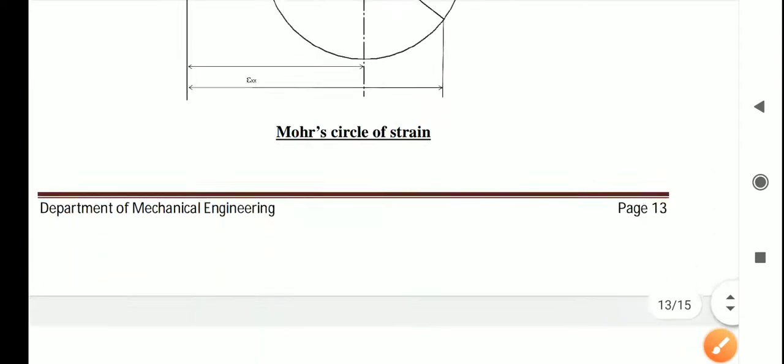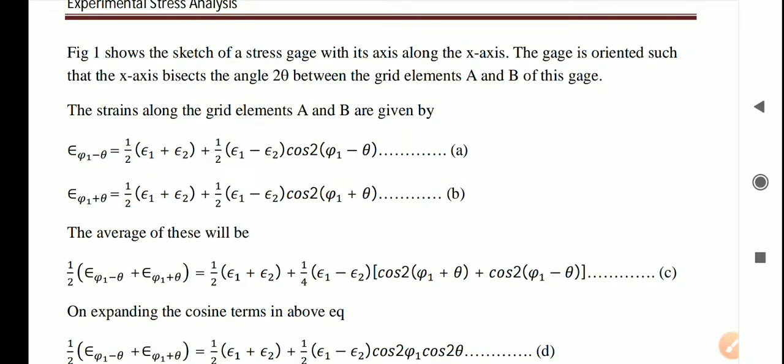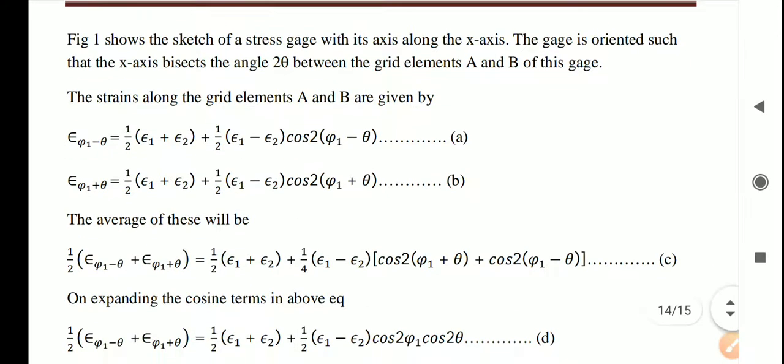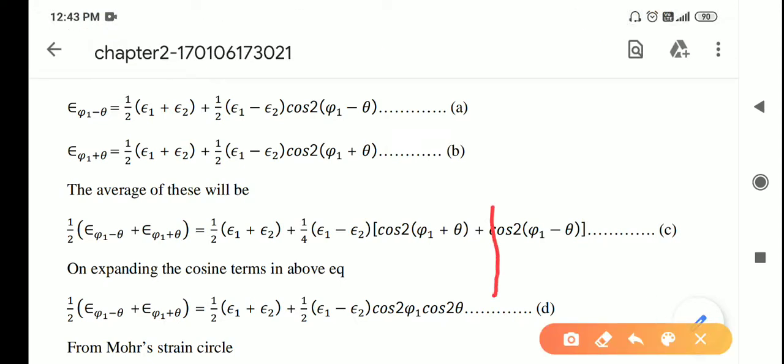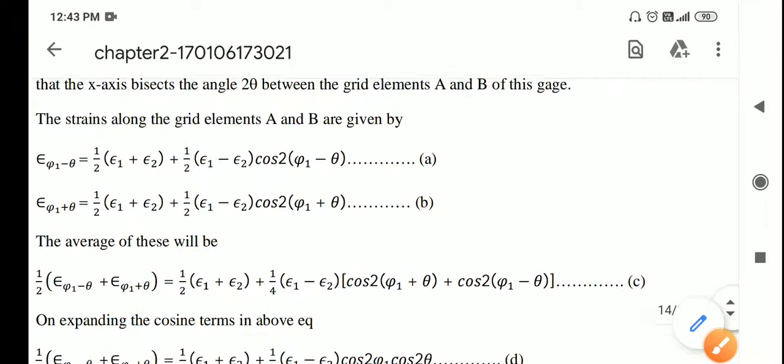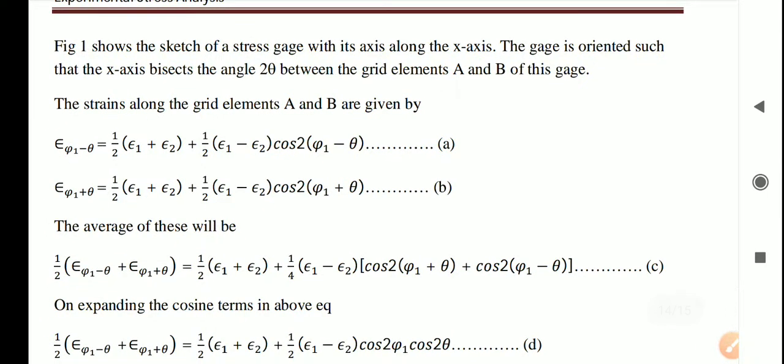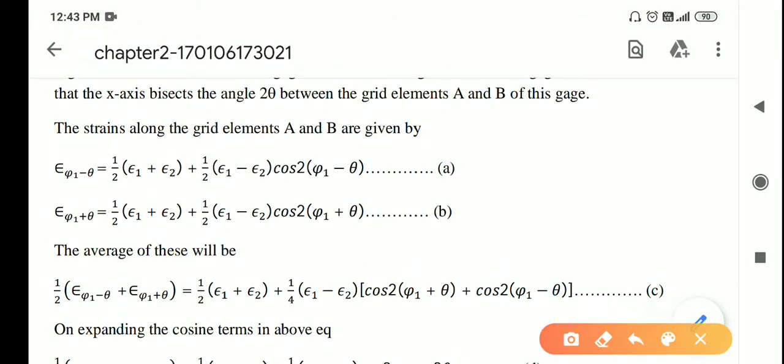Let's move on. In this arrangement, of the A gauge and B gauge, the strain along the grid elements A and B is given by epsilon phi 1 minus theta, which represents the bottom gauge making a negative angle, that is phi 1 minus theta, and epsilon phi 1 plus theta, which is the above gauge making a plus theta angle. That is the 2 theta bisection made here.